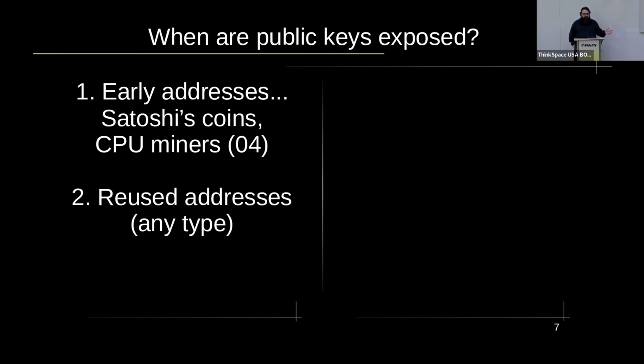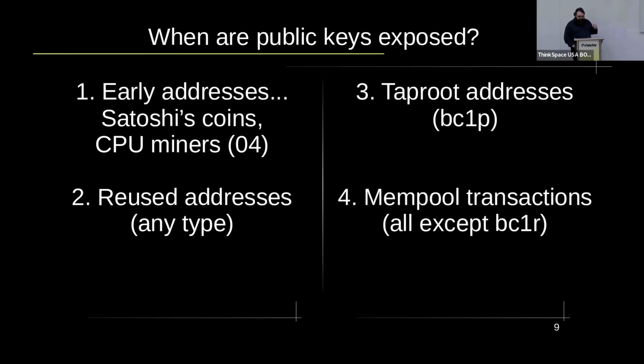Also, if you use an address to receive Bitcoin, and you spend from it, and then you use that again to receive more Bitcoin, then what you've essentially done with your first transaction is you've revealed your public key whenever you go to the mempool. In particular, all mempool transactions except for the one I'm about to propose are vulnerable to this kind of attack. And also, taproot addresses, it's worth noting, use a 32-byte X-only public key. This is still just as vulnerable as a 65-byte public key to quantum computers.